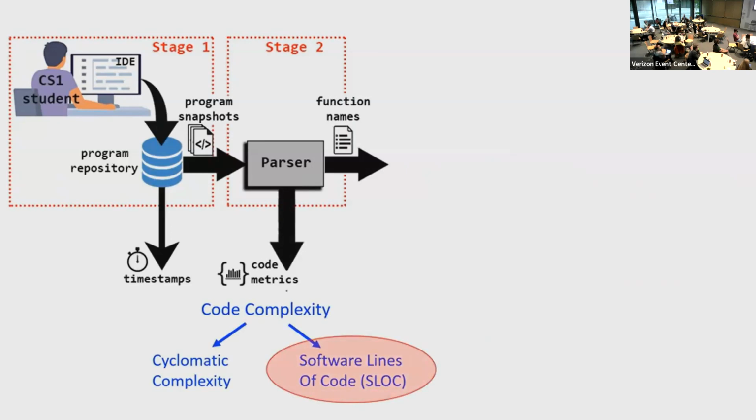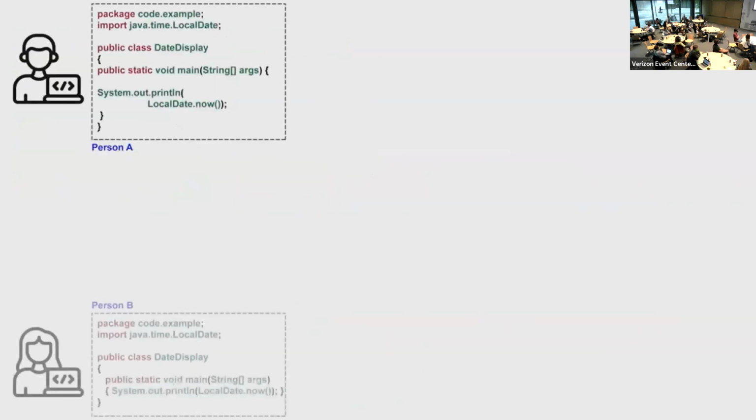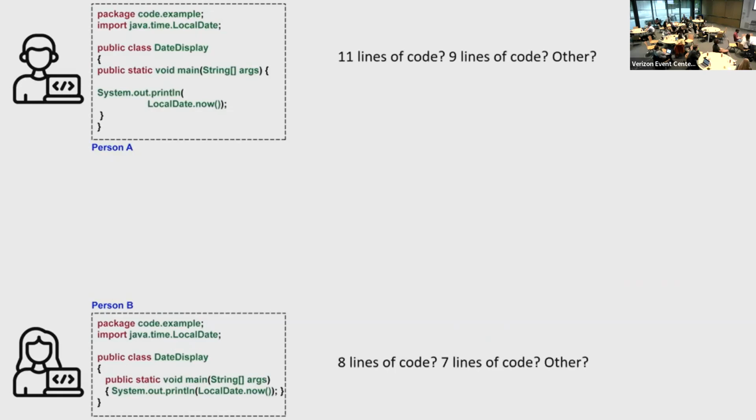Counting the number of lines can be challenging because of the differences in the code style among programmers. For example, person A writes a piece of code. Person B writes the same piece of code but uses a different style. So how many lines of code is the first program and how many is the second?